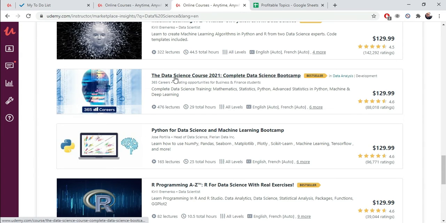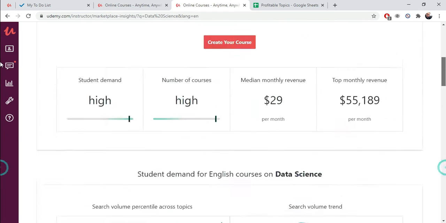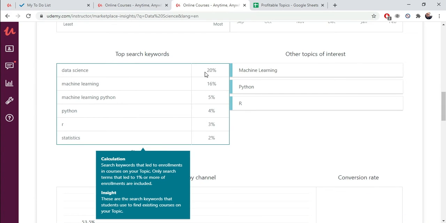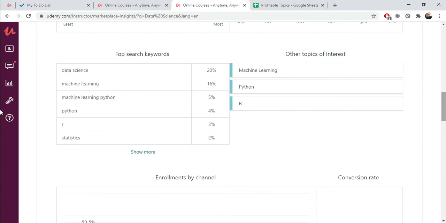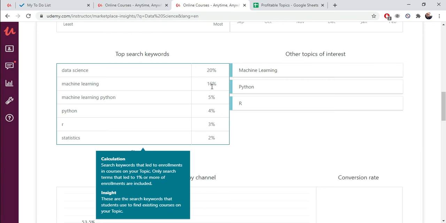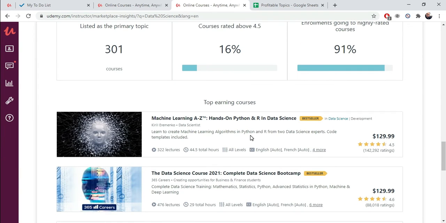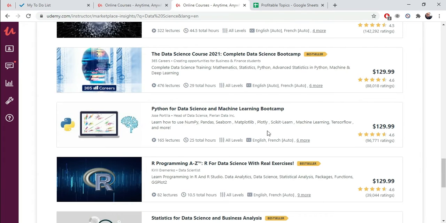So this person is using the keyword data science three times in order to rank for that particular keyword, because it's the most lucrative one, with a traffic of 20% for this particular topic, which is crazy. And then machine learning with 16%, which is the topic of the first and most lucrative online course. And they're both bestsellers.